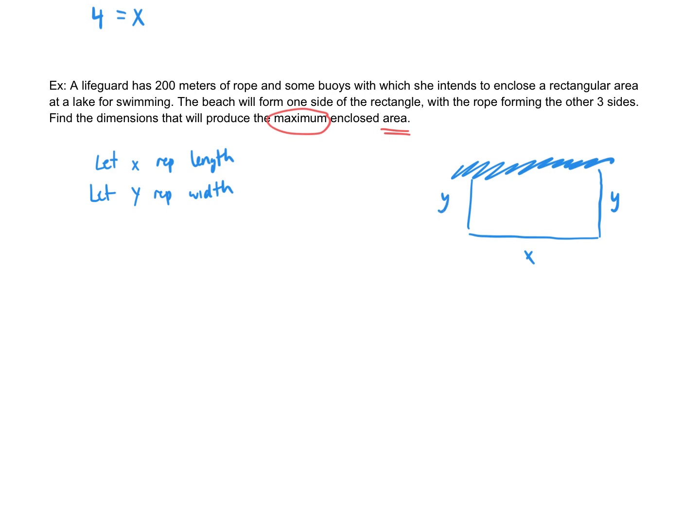All right, we want to maximize the area. Well, area is x times y, length times width, but I can't take the derivative of that. Too many variables. But I do have another piece of information that's important, and it's the 200 meters. That 200 meters of rope has to cover this y, this x, and this other y. So that is x plus 2 y's should be 200.